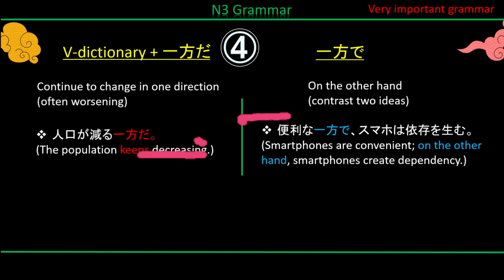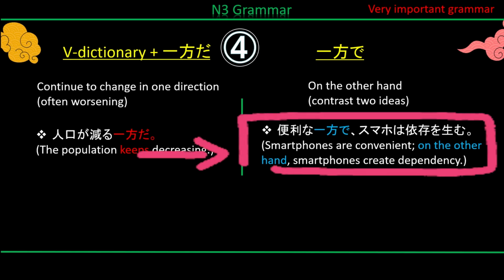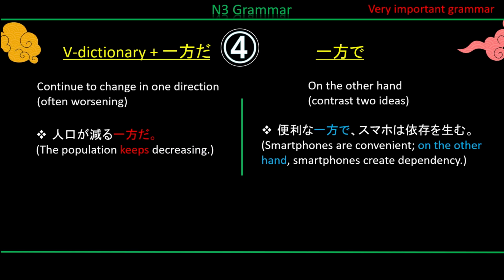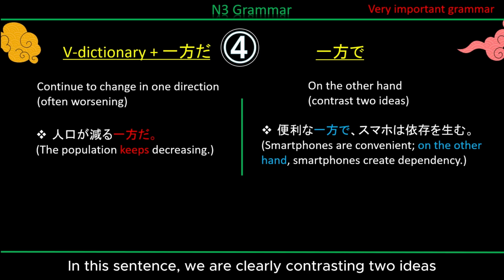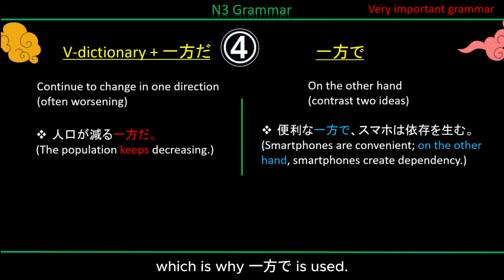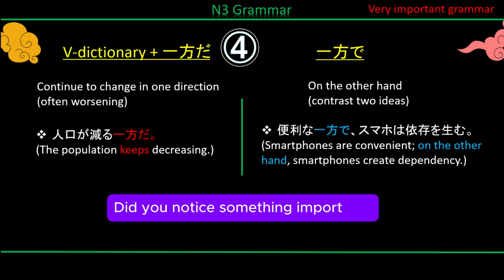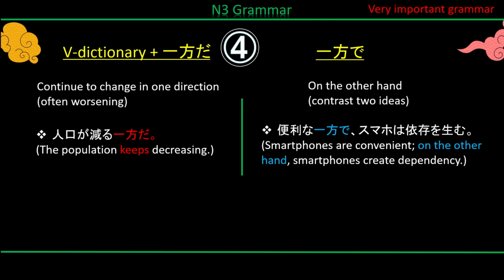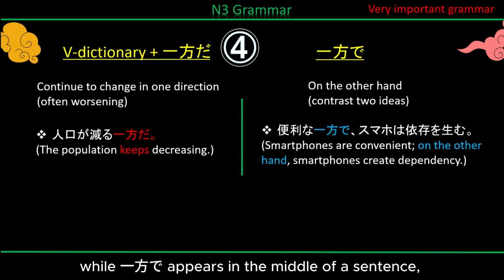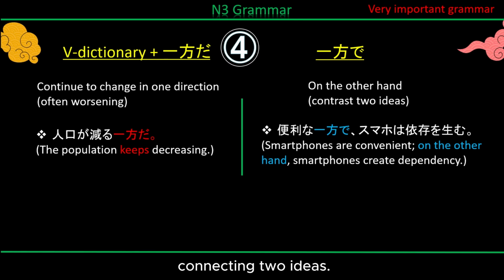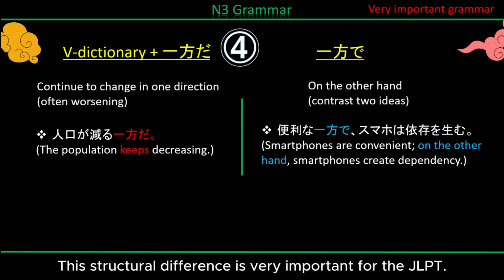Second example, 便利な一方で、スマホは依存を生む. This means smartphones are convenient. On the other hand, they create dependency. So in this sentence, we are clearly contrasting two ideas, which is why いっぽうで is used. Did you notice something important here? いっぽうだ always comes at the end of a sentence, while いっぽうで appears in the middle of a sentence, connecting two ideas. This structural difference is very important in JLPT.